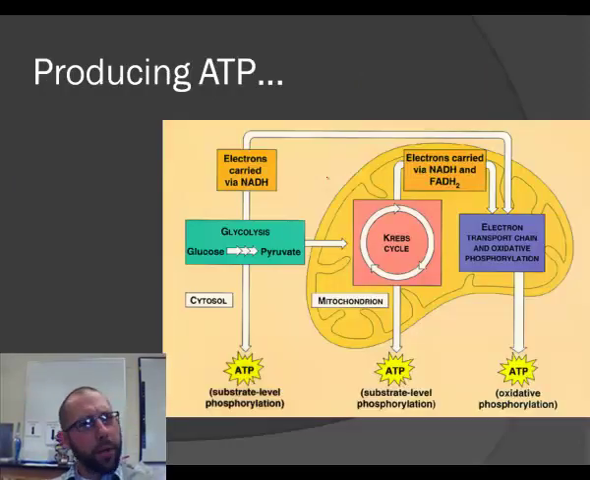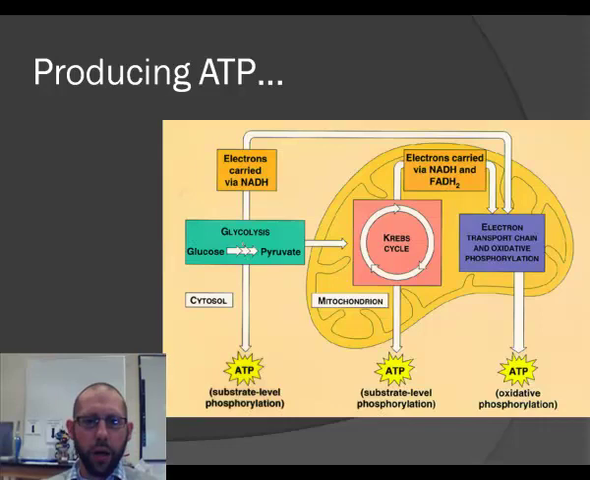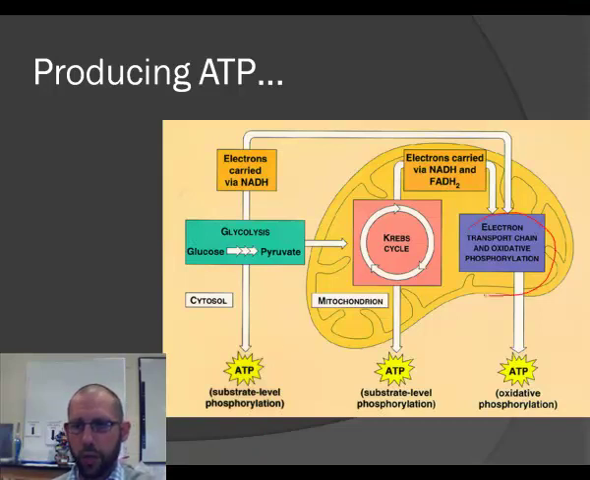If you remember a little while ago, I talked to you guys about color coding. When we produce ATP, we do it in 3 ways. We have a process called glycolysis. We have a process called the Krebs cycle, or the citric acid cycle. And then we have the electron transport chain. This guy right here is the electron transport chain. This guy right here is the Krebs cycle. These happen inside the mitochondria. The Krebs cycle happens in the mitochondrial matrix, and the electron transport chain happens on the inner membrane of the mitochondria.